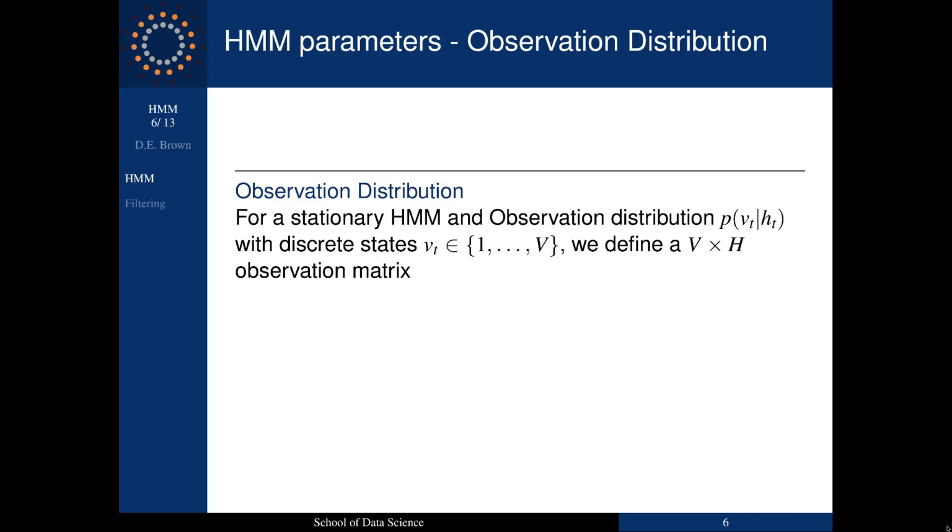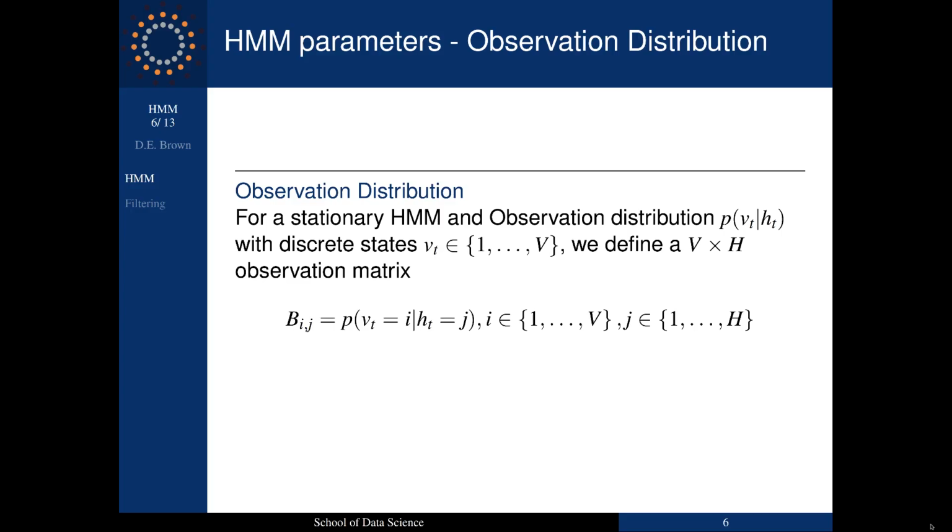And just as we could for the transition distribution, we can put the observation distribution into a matrix. In this case, we have the discrete states 1 through V. These are the states for the visible units. And for the observation matrix, we again have states 1 through H, as we saw before, for the hidden units. So we have a matrix then that is V by H.